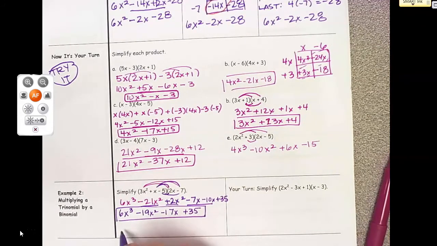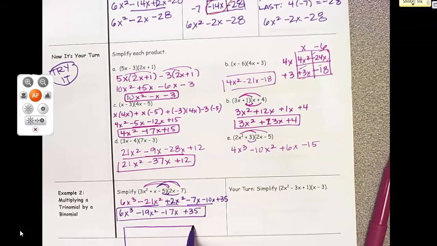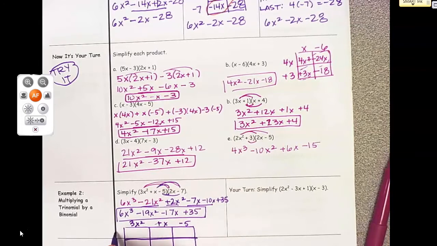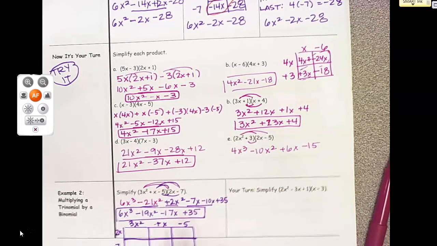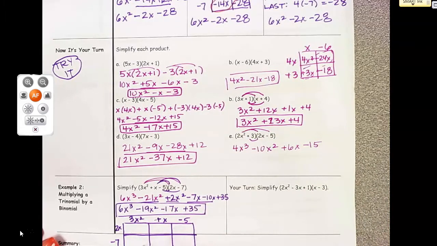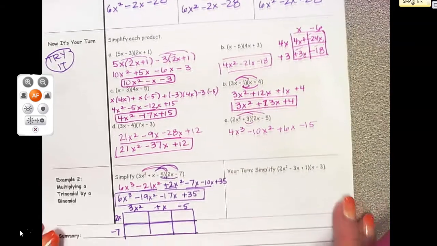And so I'm going to use some of the space down below to show the box method. So I'm going to draw a 3 by 2 box. And I've got 3x squared plus x minus 5. And I've got 2x minus 7 here. So it's just going to help me make sure I get all 6 terms and don't leave one out.